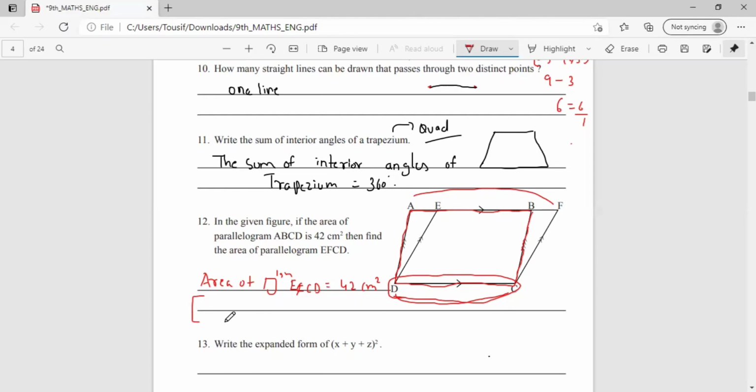The theorem says if two parallelograms lie on the same base and in between the same parallel lines, then the areas of the two parallelograms are equal. That is the statement you have to write down.